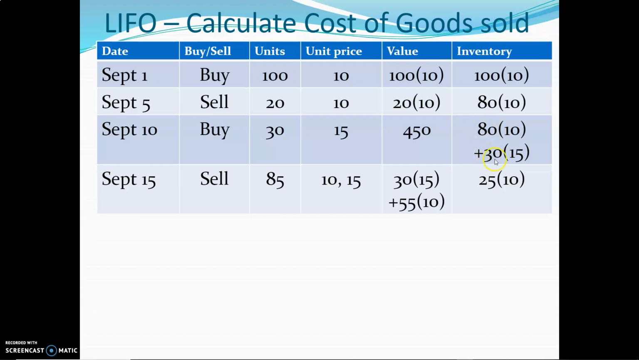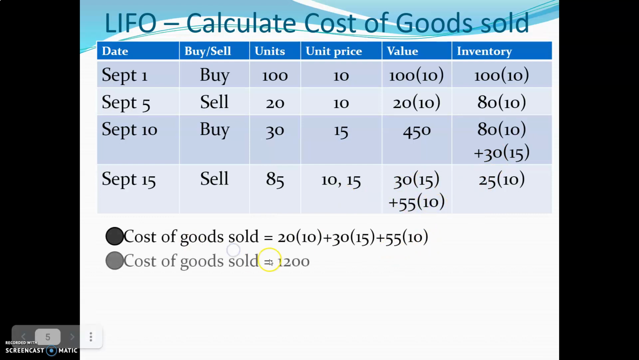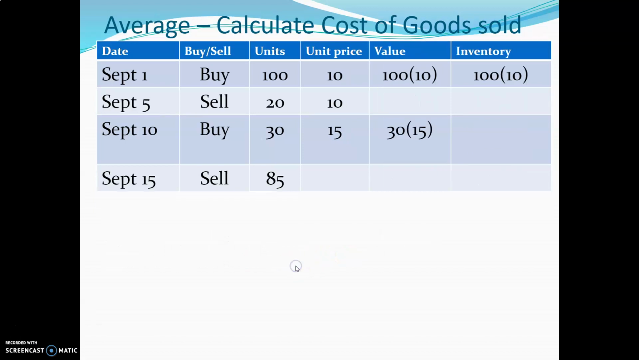First, we sell off the 30 that were last in, so those go first, and then it means that we have a remaining 55 that are sold off at the $10 per unit price. So last in, first out says we start calculating based upon the 30, and then the remaining balance goes back one. So this is where we end up coming up with 30 times 15 and 50 times 10. And our cost of goods sold in this case is 1,200.